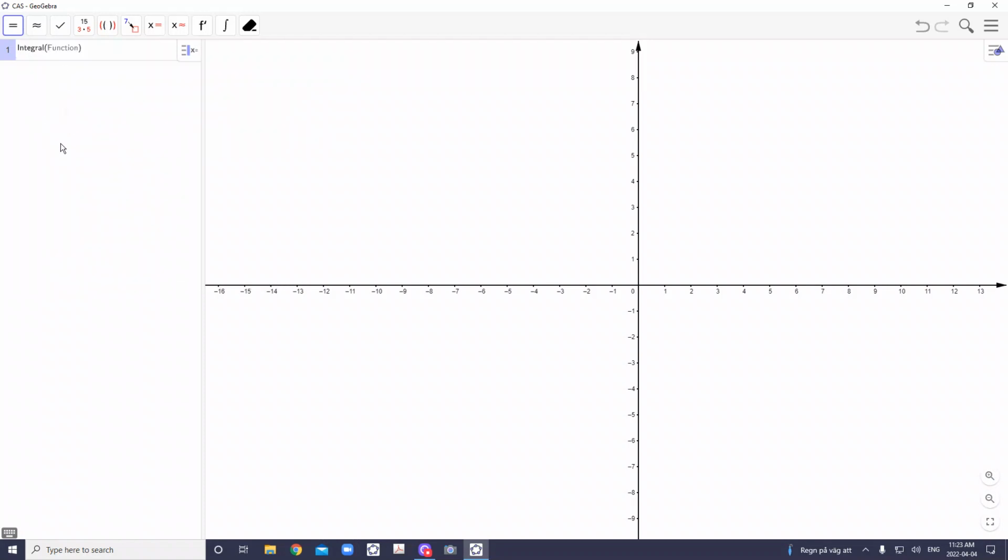So let us check. So for example, if I give x to the power of 2 here, what will it give you? 1 over 3 times x to the power of 3 probably plus a constant. Yes. So 1 over 3 times x to the power 3 plus a constant, but GeoGebra has used C1 because probably if you have different constants, it will change this index. So remember, just integral and then the function gives you all primitive functions, not only one of them.